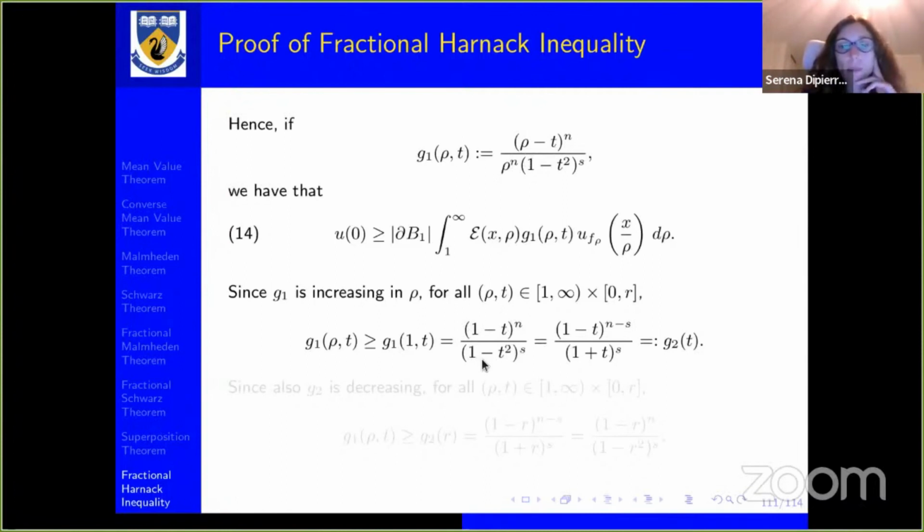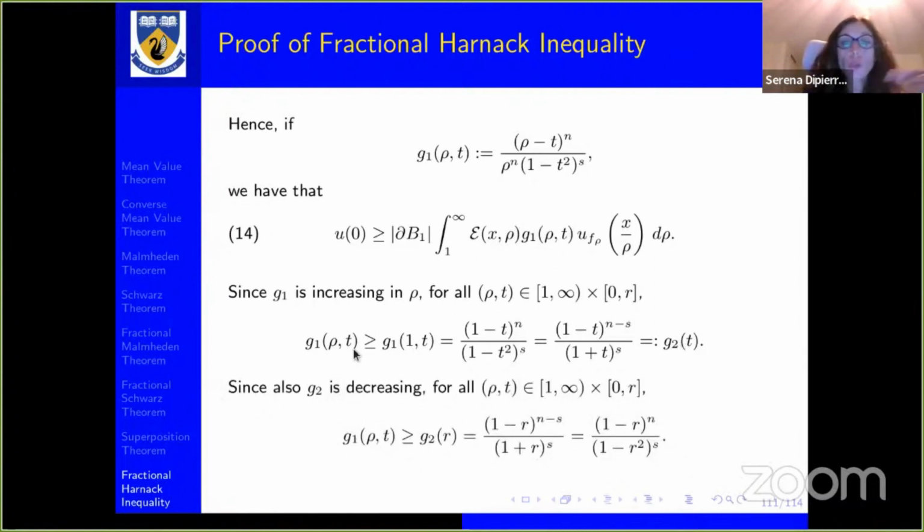And then, okay, I can simplify. If I write 1 minus t squared as 1 minus t times 1 plus t, I can simplify the 1 minus t. So I have 1 minus t to the power n minus s, and then I have 1 plus t to the power s here. And now I call this g2. So this thing here will be bigger, for any t, than g2 of t.